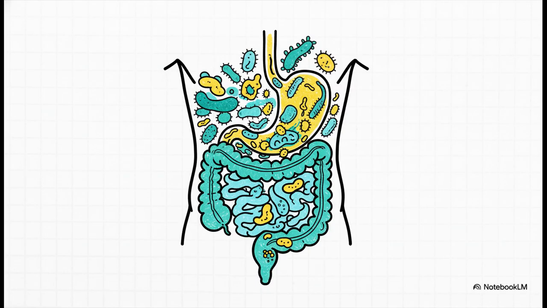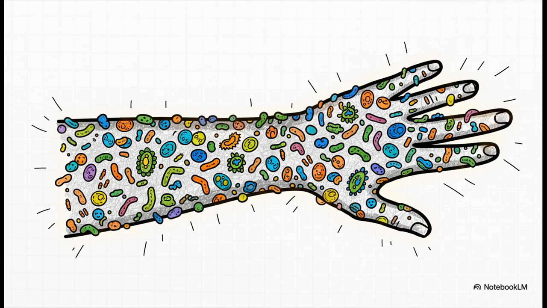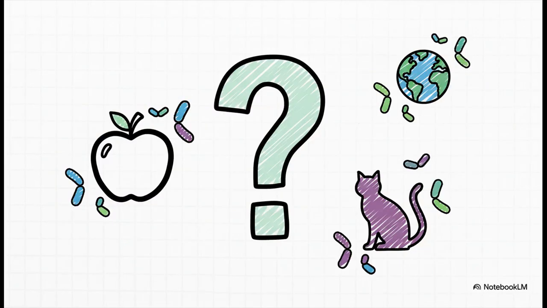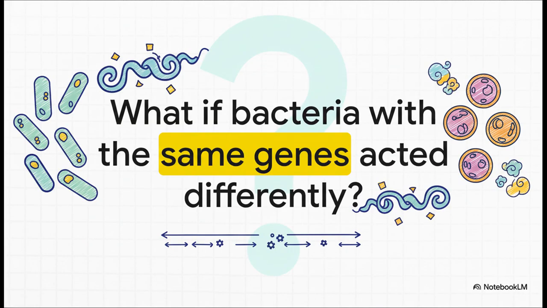Well, it starts right inside you, in your gut. It starts on your skin. They're literally everywhere. Bacteria are a constant part of our world. We live with them every single second. But this super familiar fact hides a really deep mystery about how they actually work. And that mystery brings us to this question: what if you had a bunch of bacteria with the exact same genes, but they acted totally differently? How is that even possible? That's the puzzle we're going to try and solve.